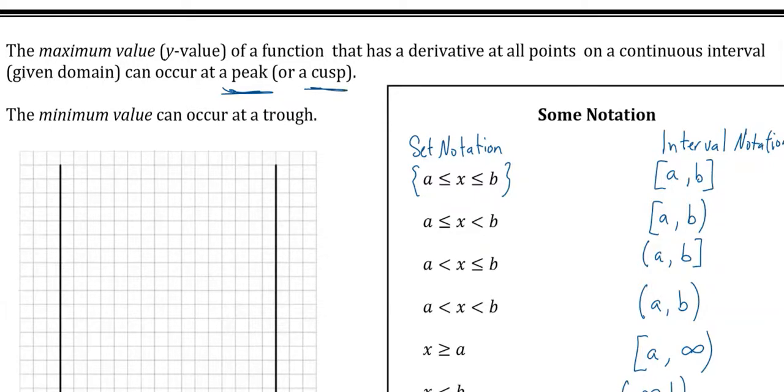Or a cusp. We'll look at that in a moment. A cusp is kind of like a peak, but it's a little bit different. And the minimum value can occur at a trough.